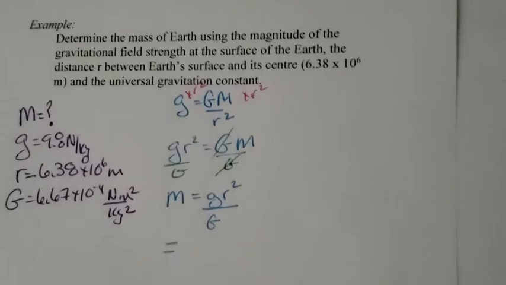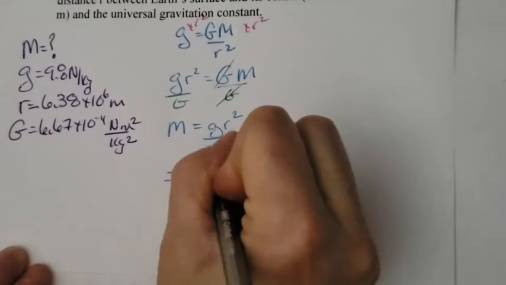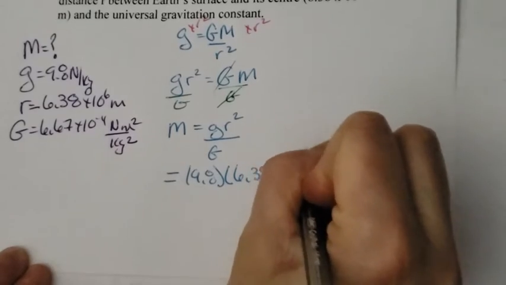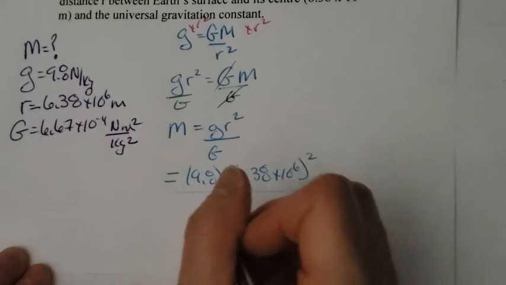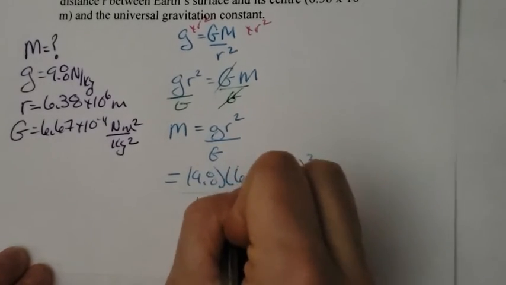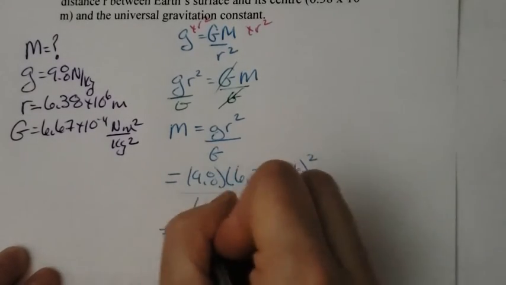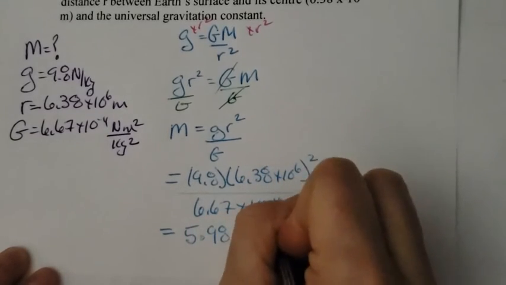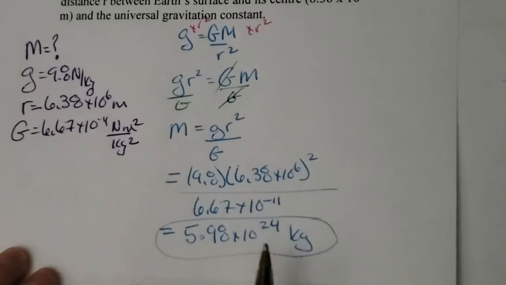So we plug in what we know. Little g is 9.8. The radius of the Earth is 6.38 times 10 to the 6. Don't forget to square it. It's the biggest mistake if students forget to square it. Divide by capital G, which is 6.67 times 10 to the negative 11. When you put all of that into your calculator, you get 5.98 times 10 to the 24 kilograms. So we're actually able to calculate the mass of the Earth using this formula.